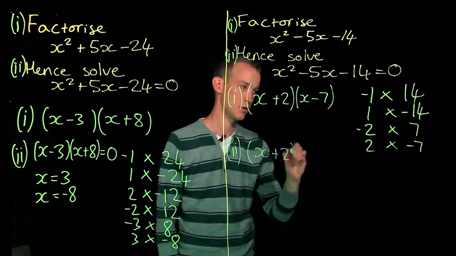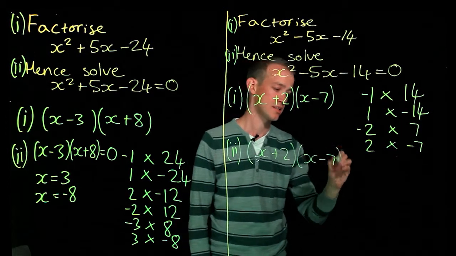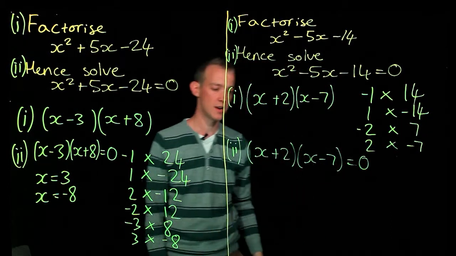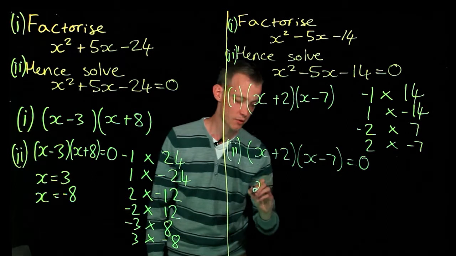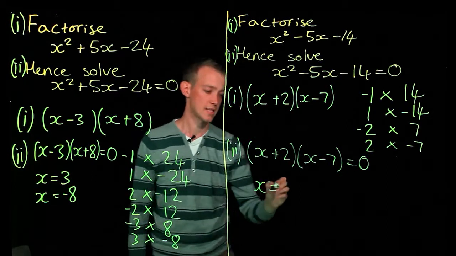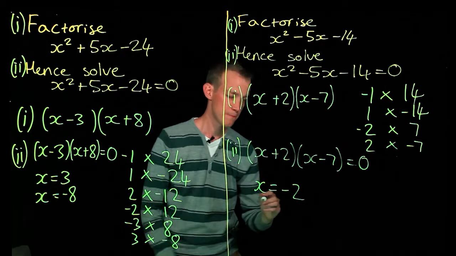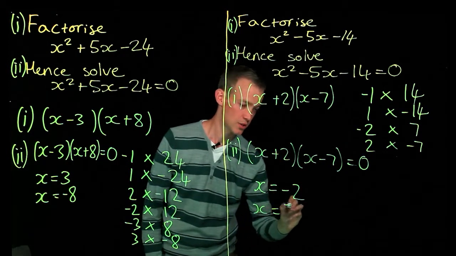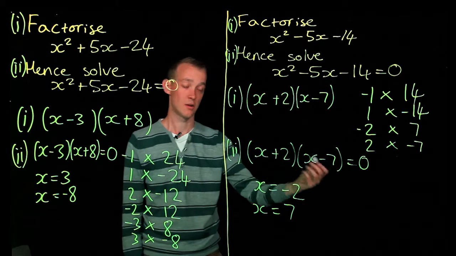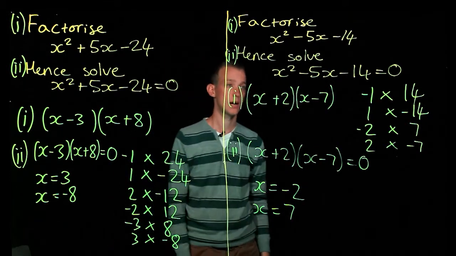I've got (x plus 2)(x minus 7) is equal to 0. I'm trying to find numbers that go in for x to make the whole thing 0. So x is a negative 2. We'll make this bracket 0 and make the whole thing 0. And x is equal to a positive 7. We'll make this 0 and make the whole thing 0. Then I've solved my quadratic equation.